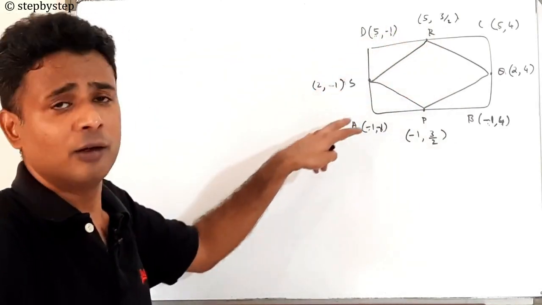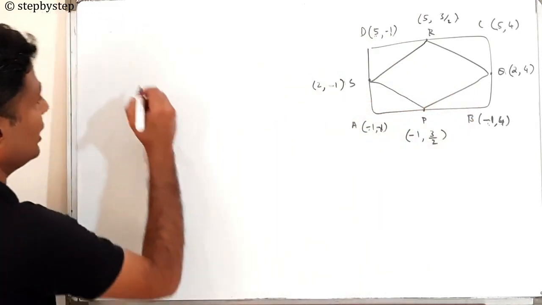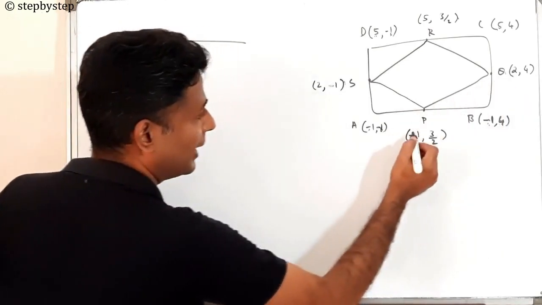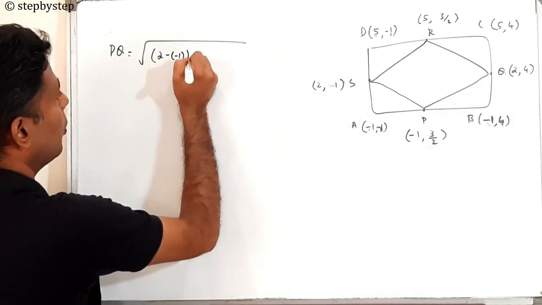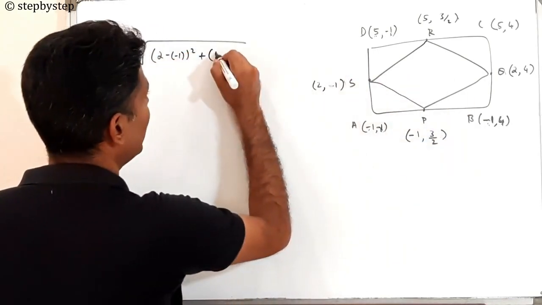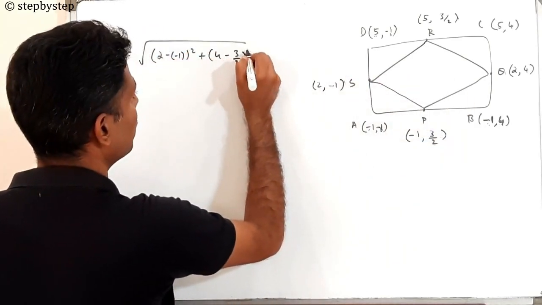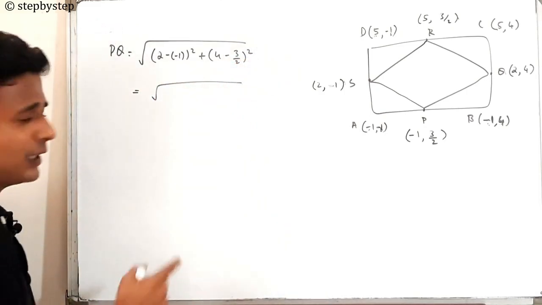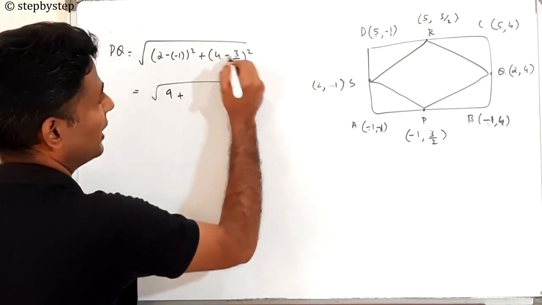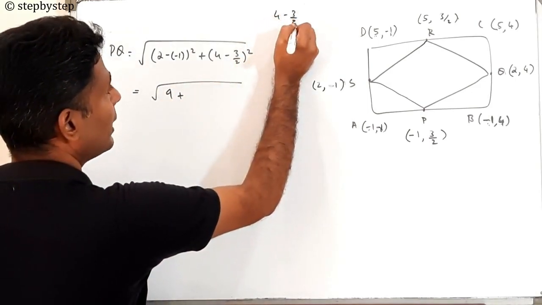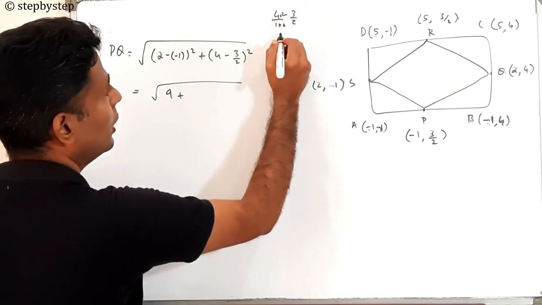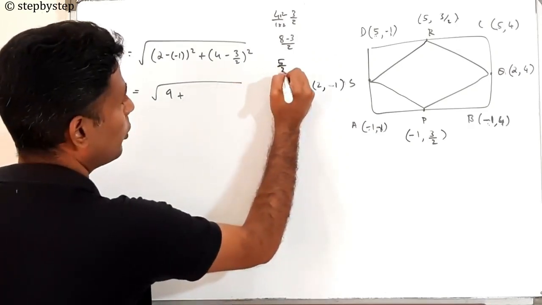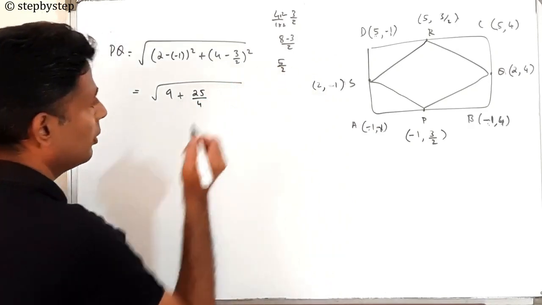Now all we have to do is find the distances. So we'll start with PQ. PQ will be the root of (x2 minus x1) whole square plus (y2 minus y1) whole square. So 2 minus minus 1 whole square, plus 4 minus 3 by 2 whole square. What do we get here? 2 minus of minus 1, 2 plus 1, 3. 3 square is 9, plus 4 minus 3 by 2. Here by 1 into 2 into 2, so you get 8 minus 3 by 2, that is 5 by 2. 5 by 2 whole square becomes 25 by 4.